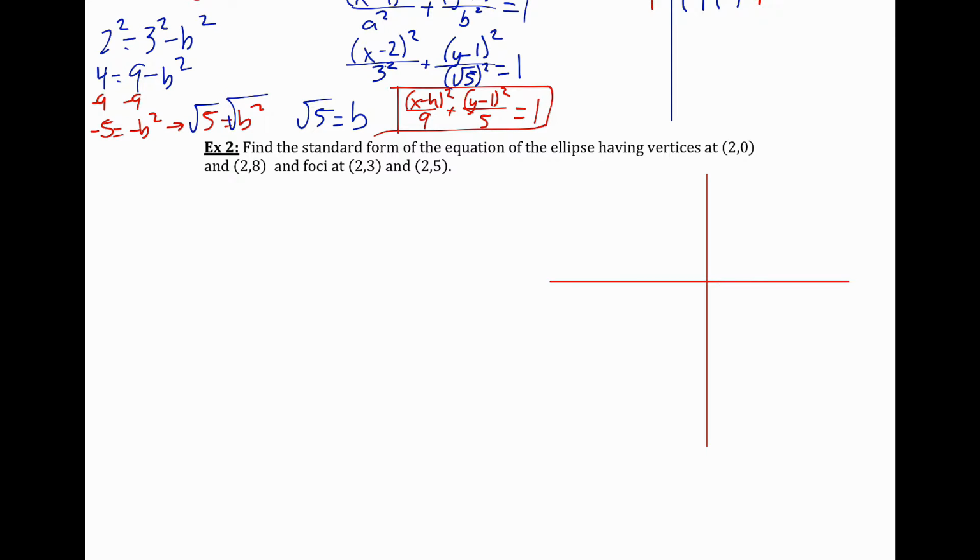Now, before we even get to that, looking at these four coordinates, the vertices and the foci are all in the same line. You'll notice they all have the same x-coordinate of 2, which means that they're all going to be on a vertical line, so we're going to be dealing with a vertical major axis.